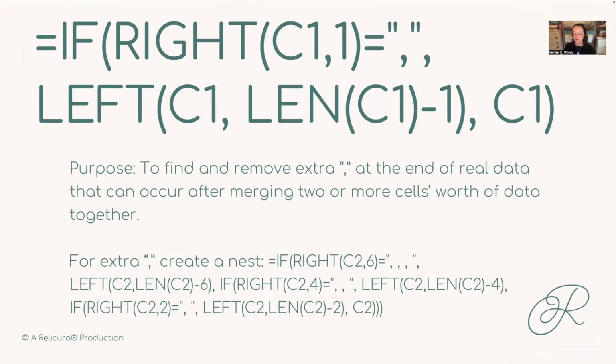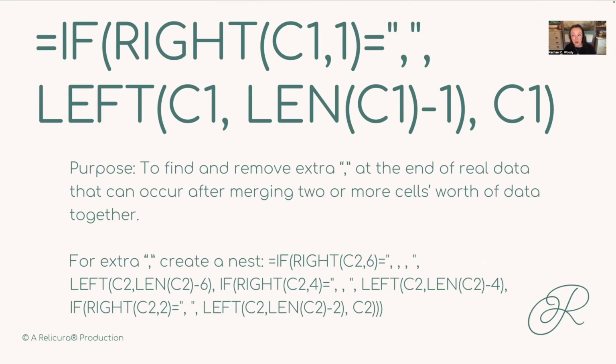We need the formula to be smart enough to look at the values in the cell and determine after the data, are there any comma spaces occurring after the bulk of my data? And if there is, then remove them. I don't want it to remove all the commas because we put those there on purpose. I only want those commas at the end removed. This particular formula is the simple version of just like there's a comma and a space.